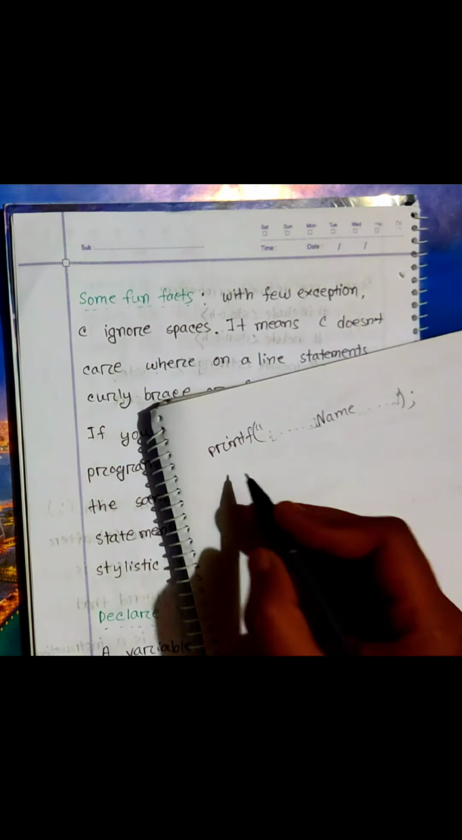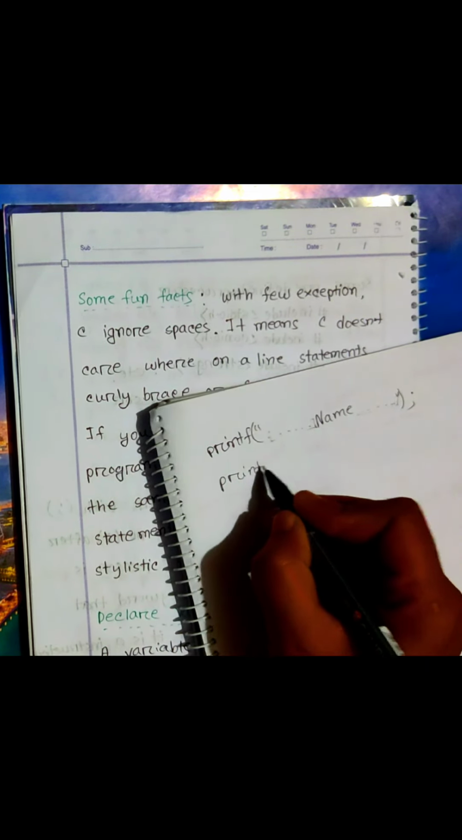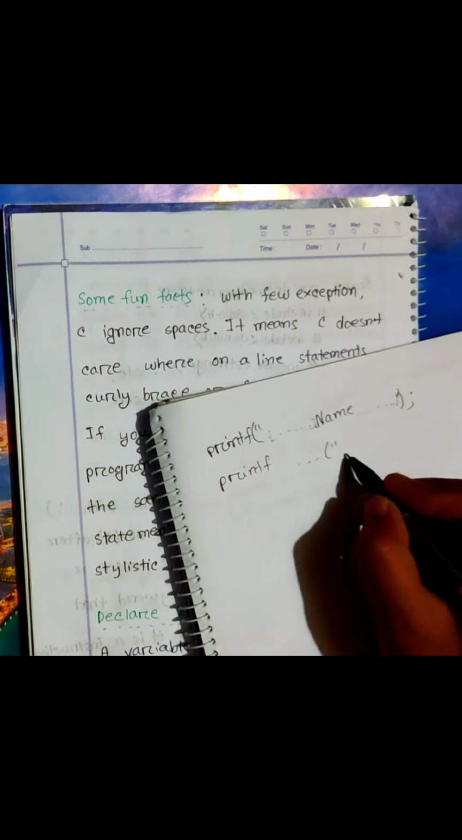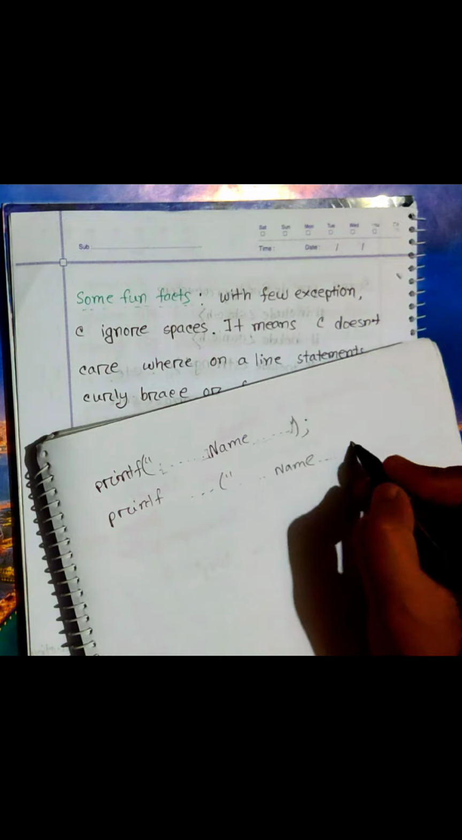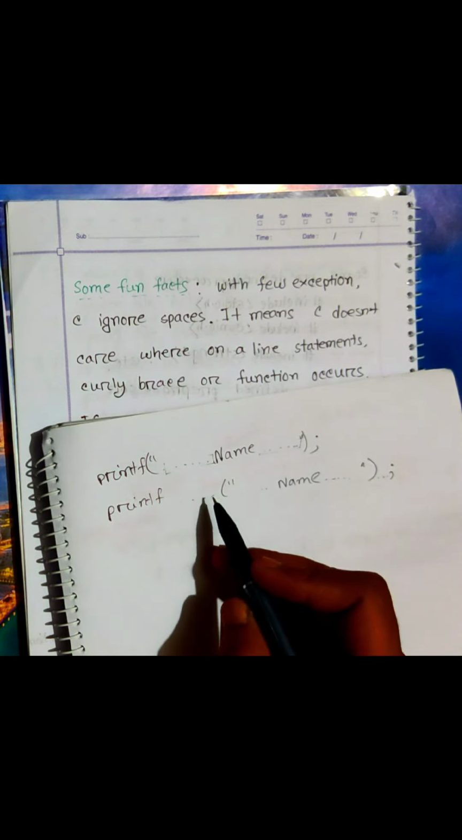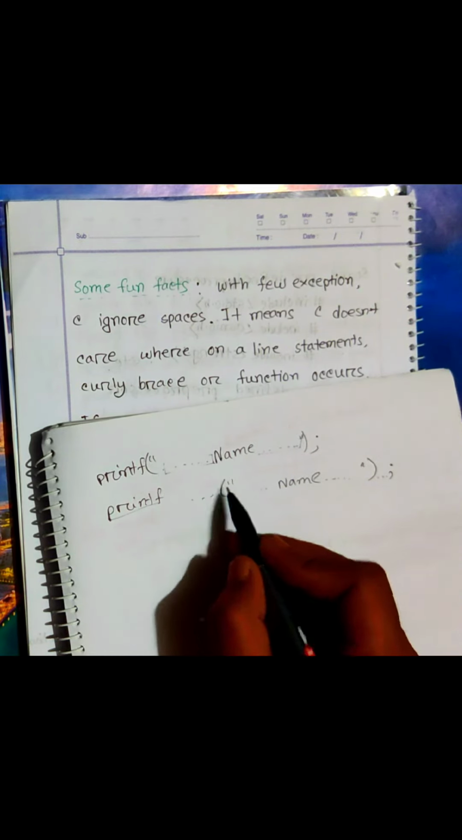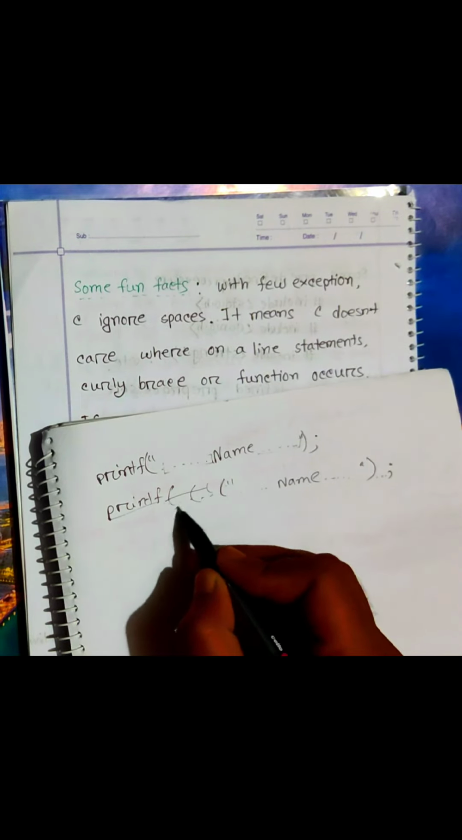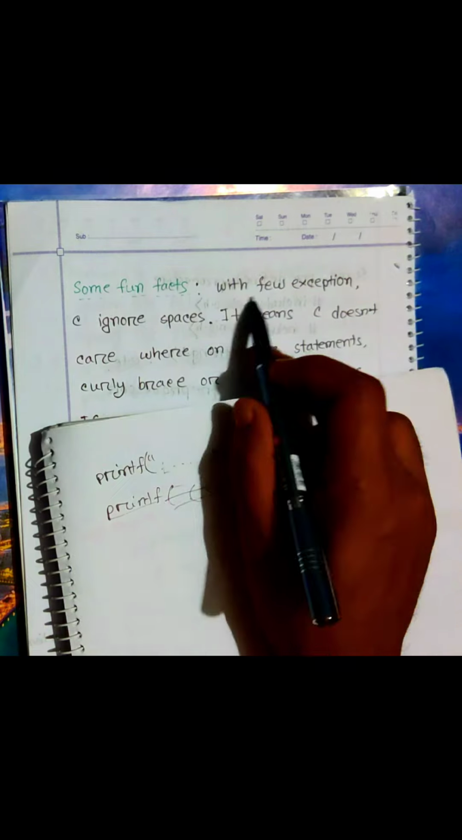Okay, and let's see another one. Printf and a lot of space, name, lot of space. It will show you the same because, as I said, it doesn't care where on a line a statement, curly brace or function occurs. Okay, this is a function and this is a curly brace. It doesn't matter where they are. Like if it would be here, there is no problem. Here, no problem. So you can write anywhere, but with few exceptions.